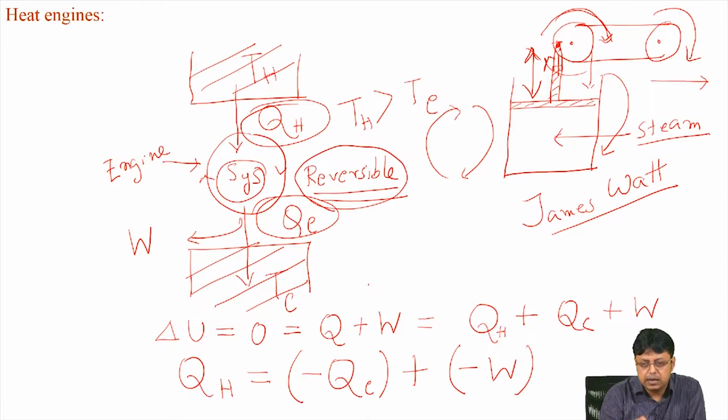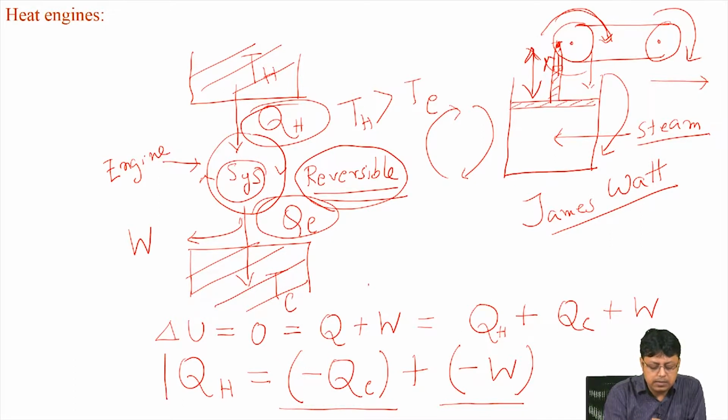Now, the negative sign here in the first term, QC, indicates that heat is released to the surroundings, which is the cold reservoir here, and the negative sign associated with W, the work done, indicates that the system performs work, because we took a convention that if the work is done on the system, that is a positive work, and if the work is done by the system, that is a negative work.